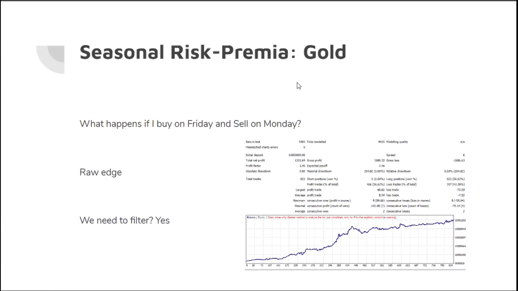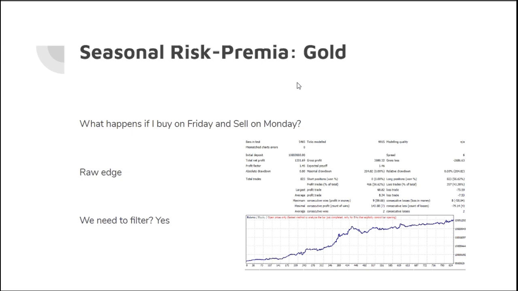So our first trading system, the seasonal Risk-Premia on gold. Okay, so what happens if I buy on a Friday and sell on a Monday? This one is very interesting because, as I said, this is a Risk-Premia based concept. This means I'm going to get paid like if I was an insurance company because I'm holding gold Saturday and Sunday. So I am assuming market risks, I'm assuming sell-offs, because I want to collect this premium each week.